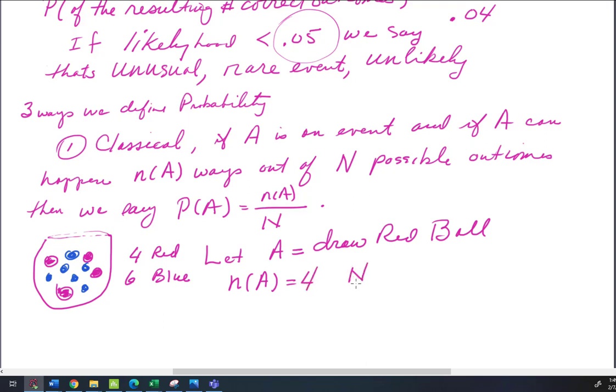And then I need to think about the total number of things that could happen when I reach in and select a ball. I could get any one of the 10, right? 4 plus 6. So there would be 10 outcomes that are possible, and 4 outcomes favor the event A. We'll call A an event now, or an outcome. So we would say the probability of A is equal to 4 over 10.